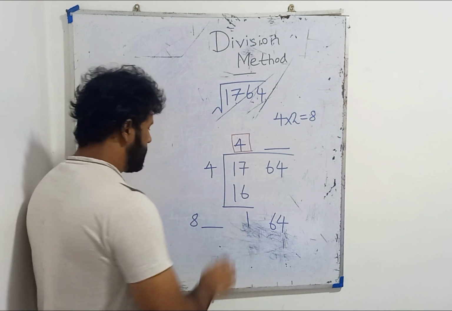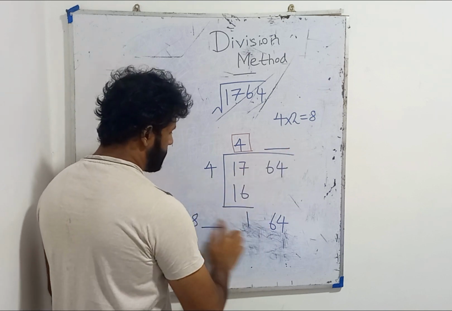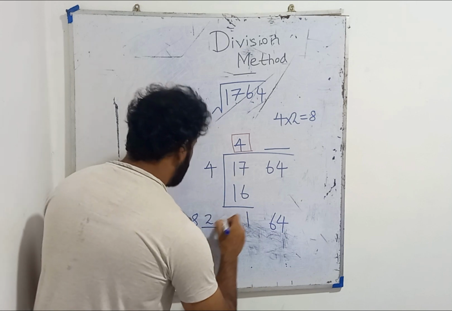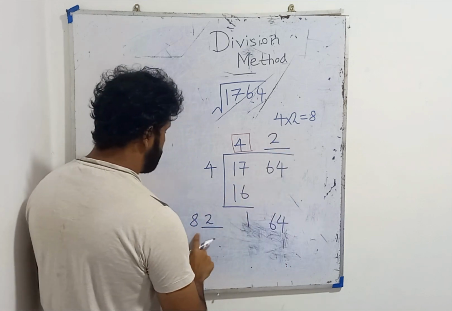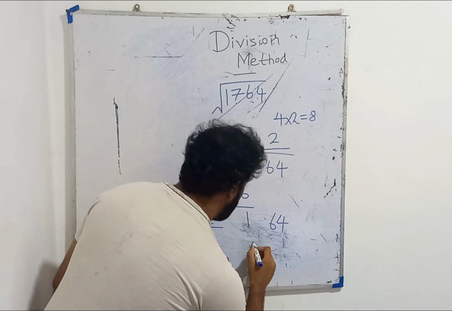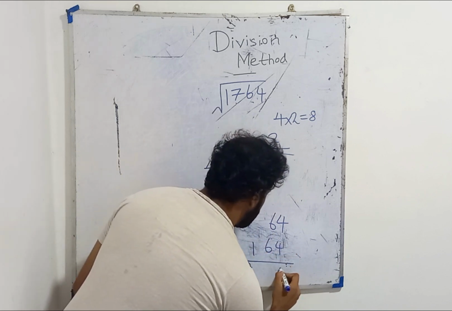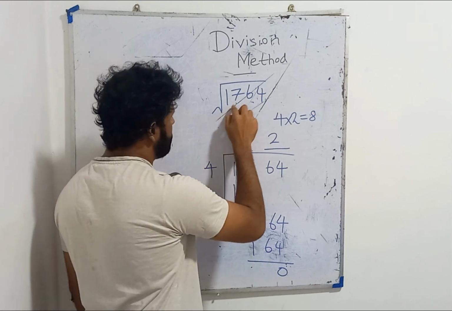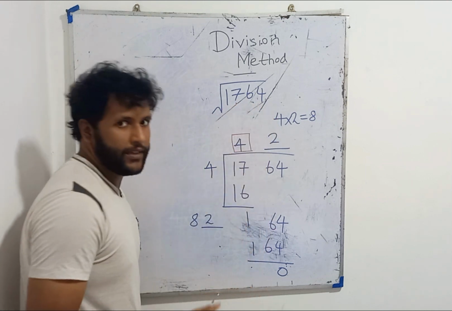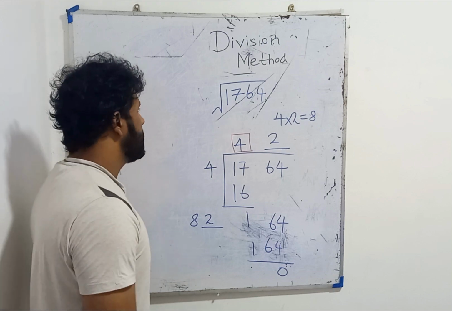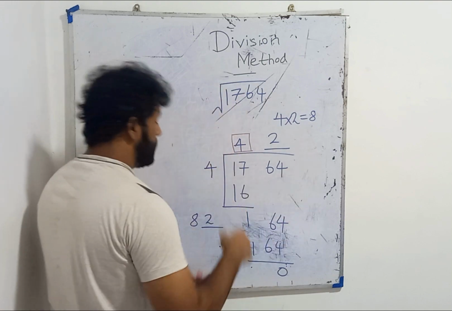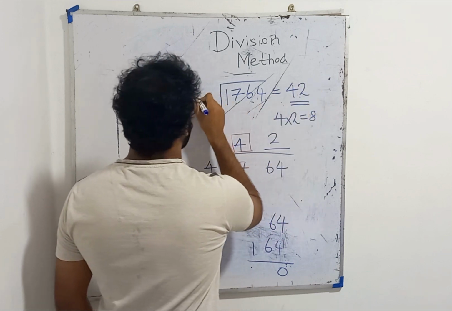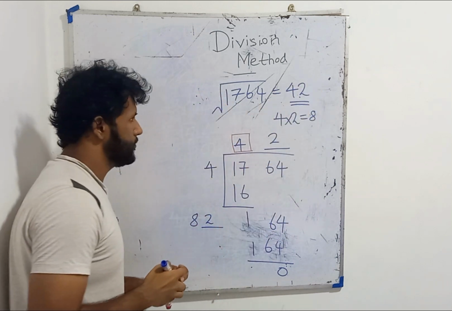Then the numbers should be equal, 164. You can add 2 and 2, then 82 into 2 is 164. 0 remaining, final. So 1764 is actually a perfect square number, in which the square root of that number is equal to 42.